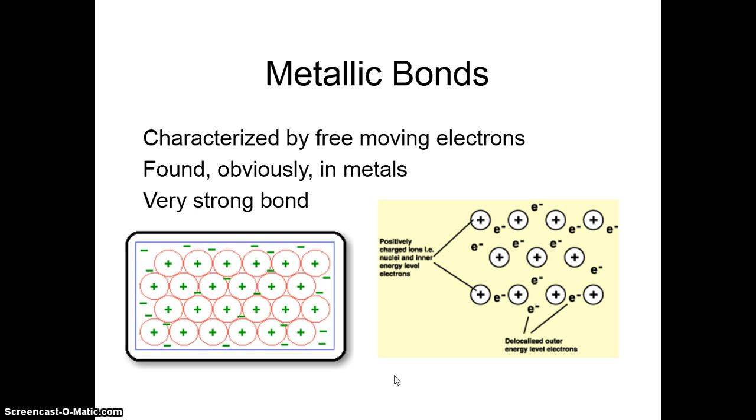The last thing we're going to cover in this section is metallic bonds. These are characterized by free moving electrons. It's called the electron sea model, and this is found in metals, and it's a very strong bond. These are positively charged ions and electrons that are floating throughout it. Of course, negatives are going to attract positives, and positives are going to attract negatives, and this is going to cause it to have this uniform model.